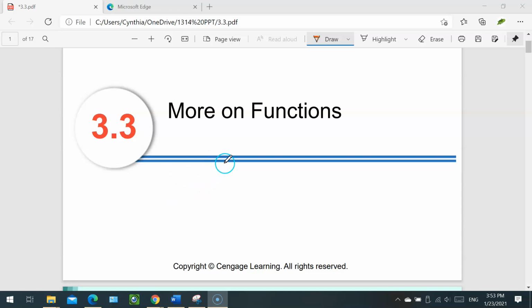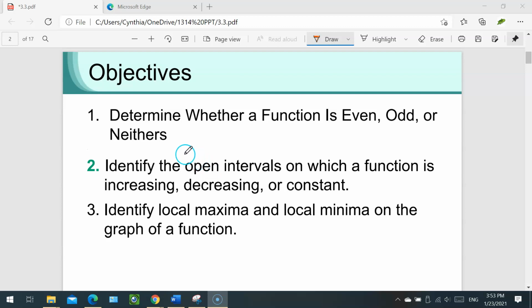3.3 More on functions. In this section, we are going to learn how to determine whether a function is even, odd, or neither. Identify the open interval on which your function is increasing, decreasing, or constant. Identify the local maximum and local minimum on the graph.